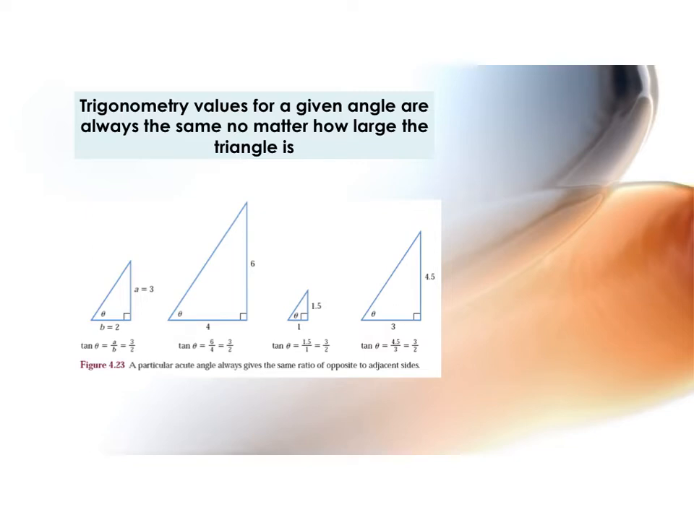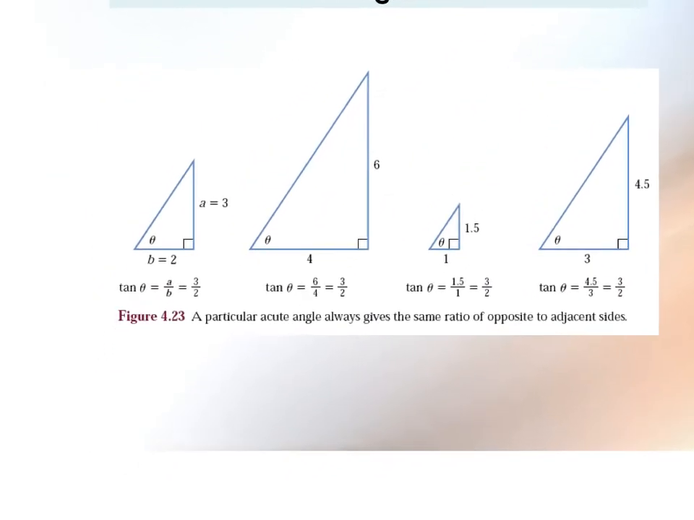Okay, so it doesn't matter if I have something that's super small like this or super big like this, the ratio of their sides is always, as long as the angles are the same, going to reduce to be the same thing, which means every 30, 60, 90 triangle will have the same ratio of sides. Every 45, 45, 90 triangle will have the same ratio of sides.